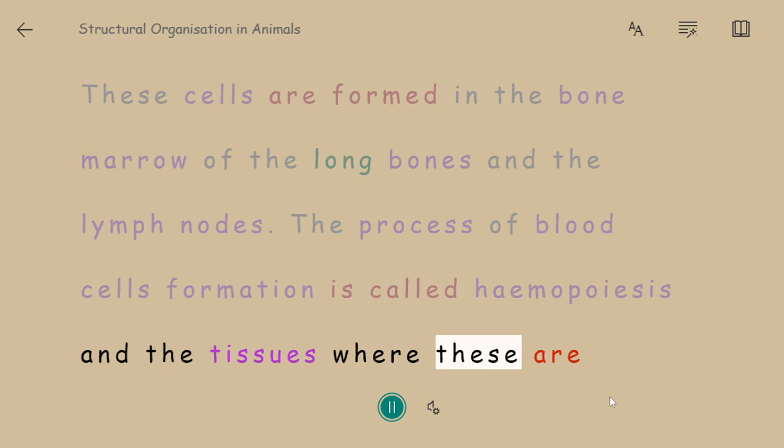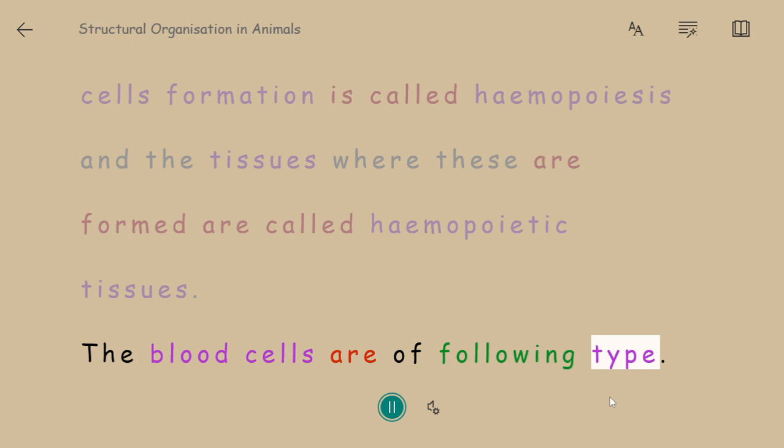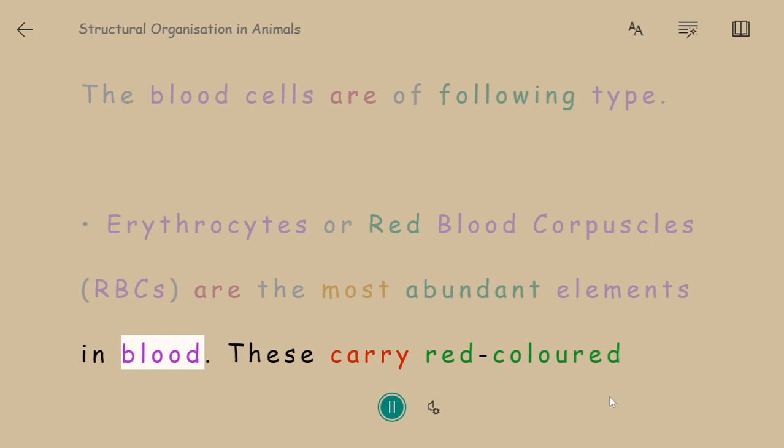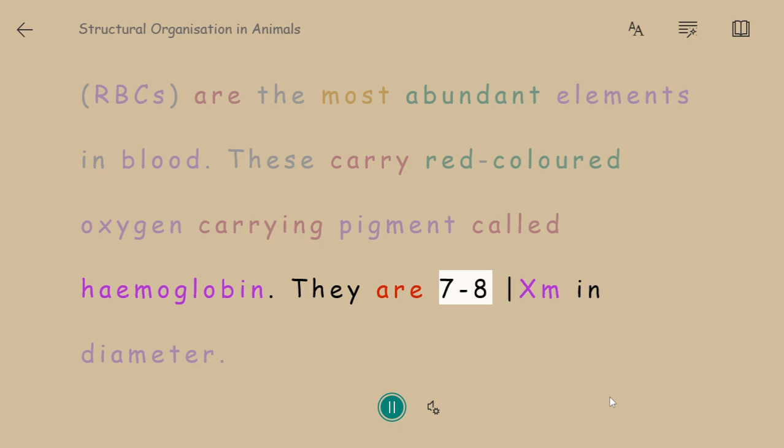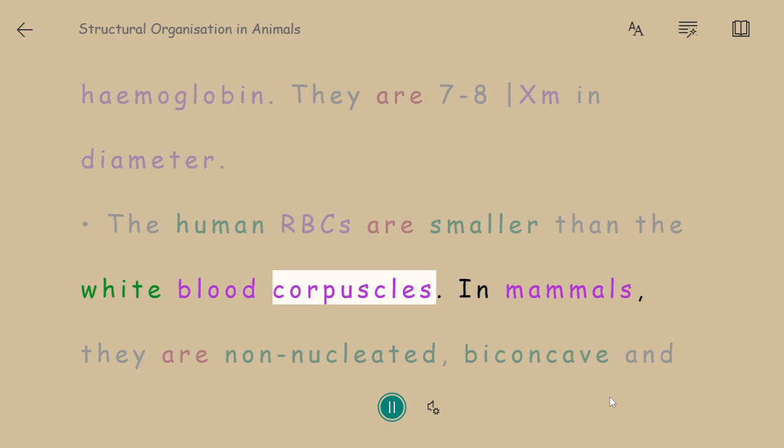The blood cells are of the following types. Erythrocytes or red blood corpuscles, RBCs, are the most abundant elements in blood. These carry the red-colored oxygen-carrying pigment called hemoglobin. They are 7 to 8 micrometers in diameter. The human RBCs are smaller than the white blood corpuscles.